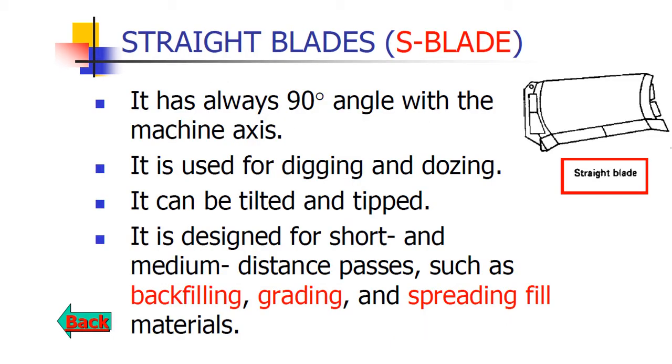This is the most common blade. It always has a 90 degrees angle with the machine axis. It's used for digging and dozing. It can be tilted and tipped. It is designed for short to medium distance passes such as backfilling, grading, and spreading fill materials.